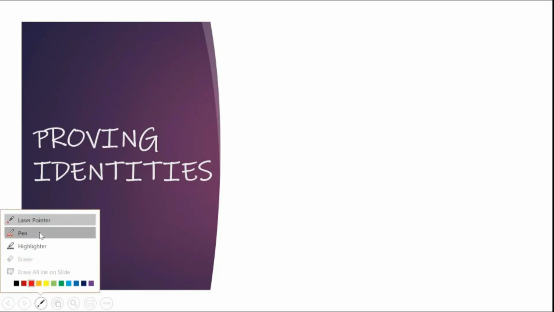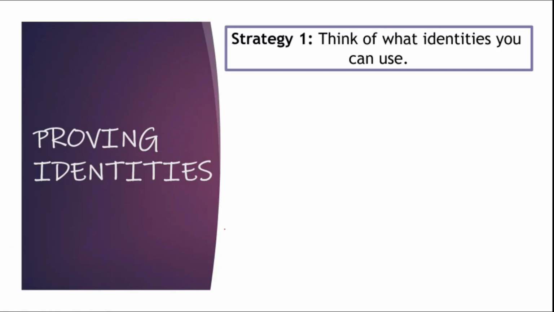Okay, so let's start with proving identities. Okay, so we have here some strategies that hopefully will help us in solving other trigonometric values. So strategy number 1, think of what identities you can use. Sa dami ng identities na napag-usapan natin, no, it is sometimes getting confusing, okay? So we really have to think of the best identity that will fit the situation.